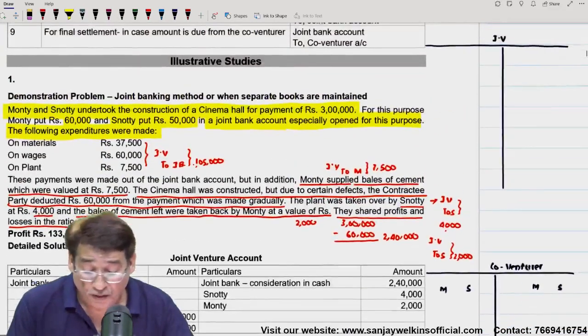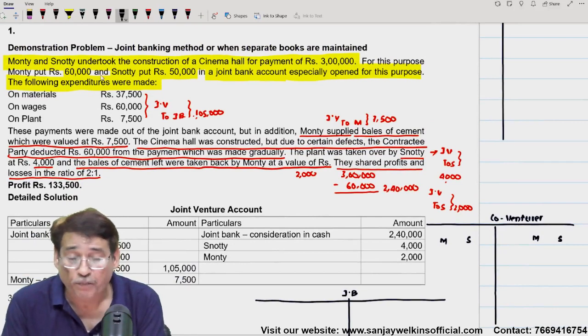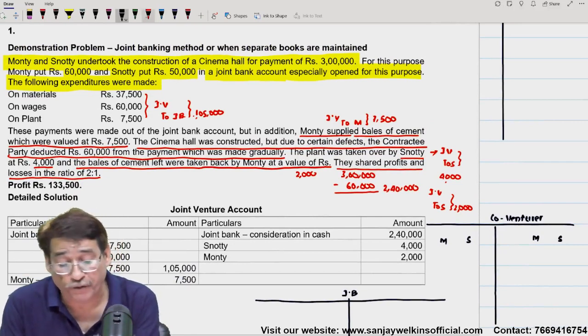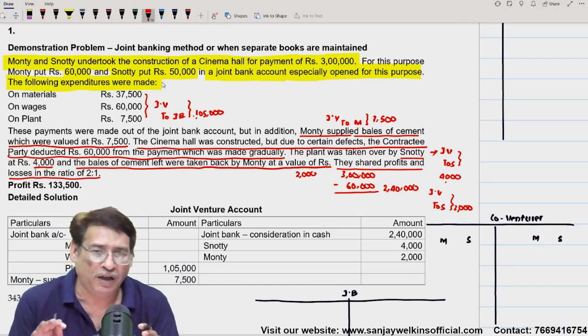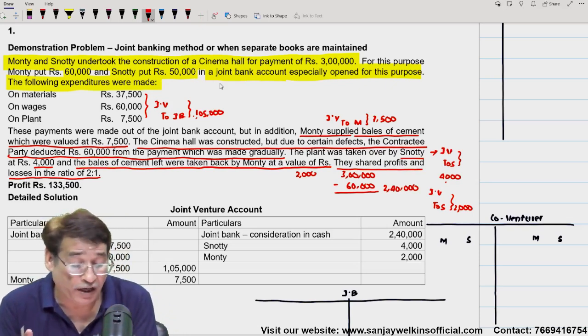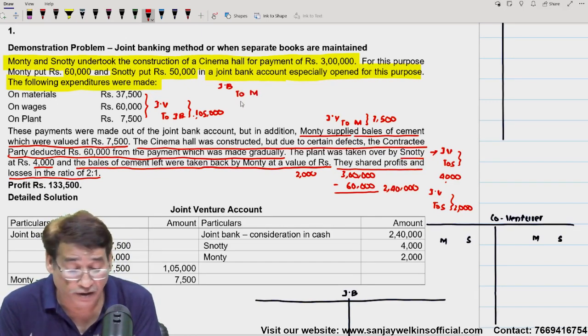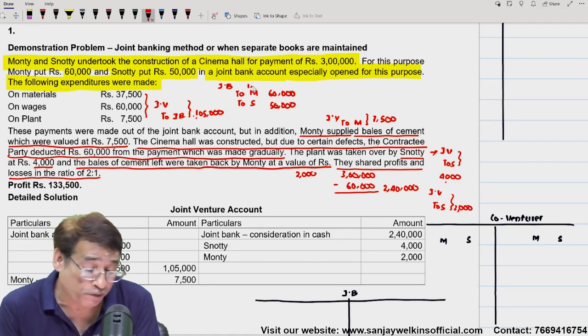Now, first of all, it is given in the question that Monty put 60,000 and Snooty put 50,000. What will be the entry? In the examination, you are not supposed to pass the entry unless they are asked; generally, they ask you only the ledger accounts. However, the entry for this will be joint bank account debit. Whatever contributions Monty and Snooty make, those contributions of 60 and 50 have been put in a joint bank account. So this is your first entry.